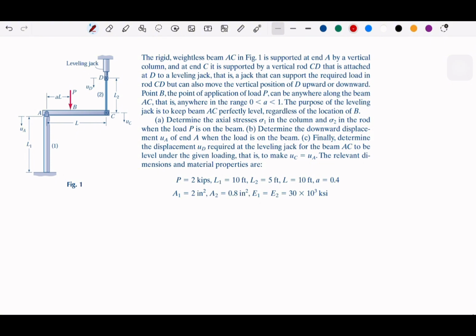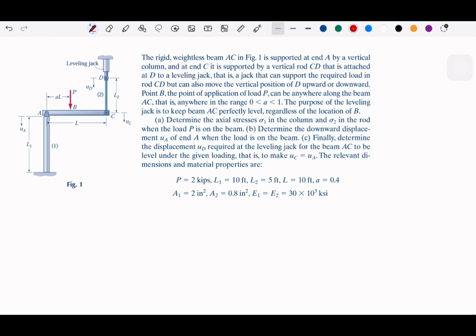So first we determine the actual stress 1 in the column, and stress 2, which is in the rod. So basically, all these questions we need to solve one by one, so that we can solve the final question, which needs some information from question 2 and question 3. So first, we need to find the stresses in 1 and 2. The second is the displacement of A, and the third is the displacement of the leveling jack.